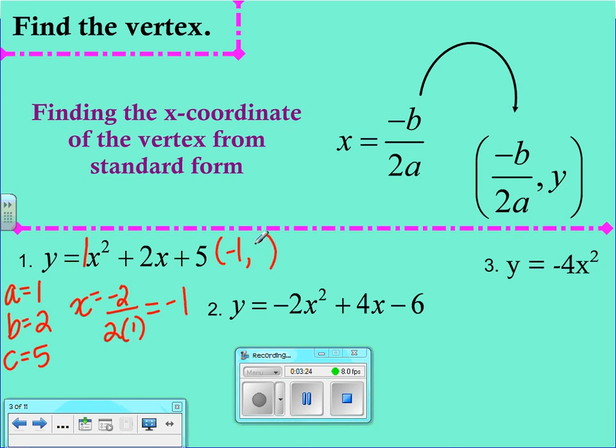But in order to find the y value, I need to take this negative 1 and plug it into each of the x's and solve. I'm going to switch colors here and do that below. So y equals negative 1 squared plus 2 multiplied by negative 1 plus 5. Negative 1 squared gives me a positive 1. This gives me a negative 2 and a plus 5. So 1 minus 2 is negative 1, and then negative 1 plus 5 gives me 4.